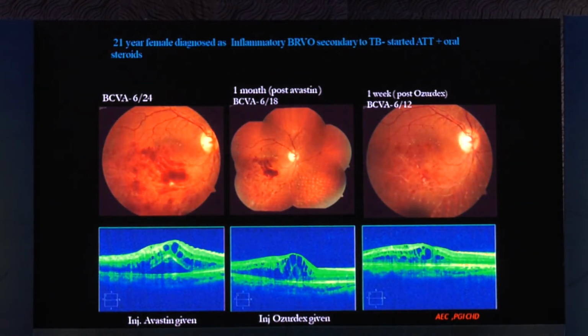This is a 21-year-old female who was a case of inflammatory branch retinal vein occlusion secondary to intraocular tuberculosis. She was started on ATT with oral steroids, but she was not tolerating steroids well. So first we gave her a shot of intravitreal bevacizumab for the cystoid macular edema. But until 1 month after the injection there was not much relief, with no resolution of the macular edema. So we talked to the patient and then we injected Ozurdex.